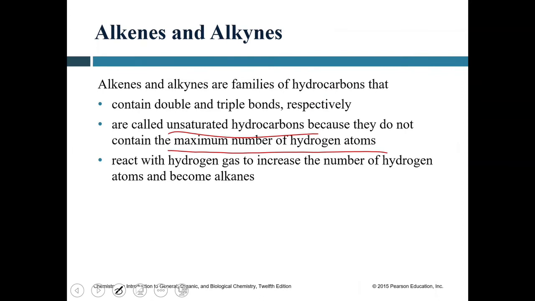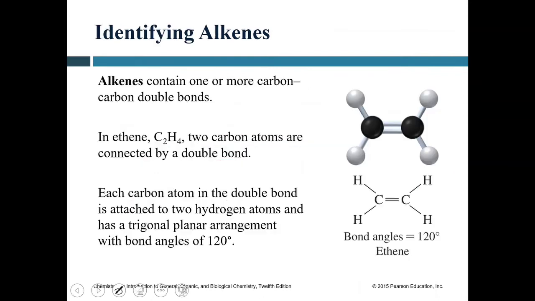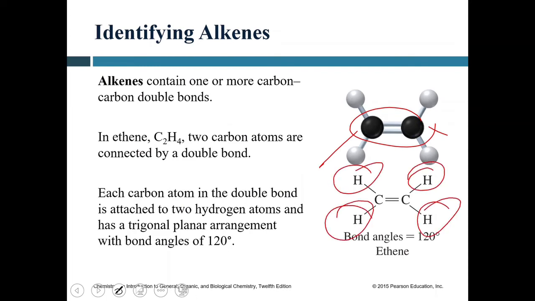So that means that they can react with hydrogen gas to saturate double and triple bonds, to increase the number of hydrogen atoms, and eventually become alkanes. So alkenes contain one or more carbon-carbon double bonds. Ethene, for instance, C2H4, has 2 carbon atoms connected by a double bond. Each carbon in the double bond also is attached to 2 hydrogen atoms, and that means that each of these groups is a trigonal planar arrangement where angles between the bonds are 120 degrees.